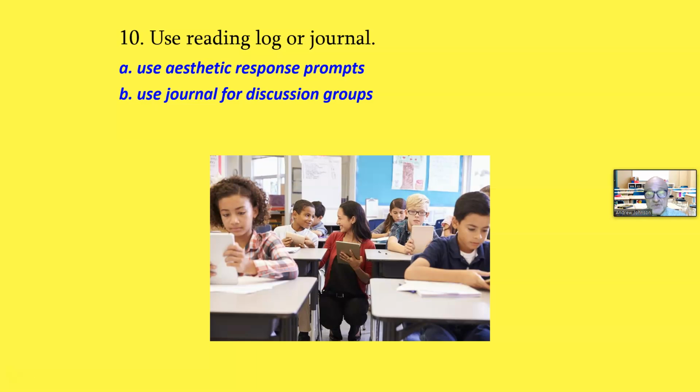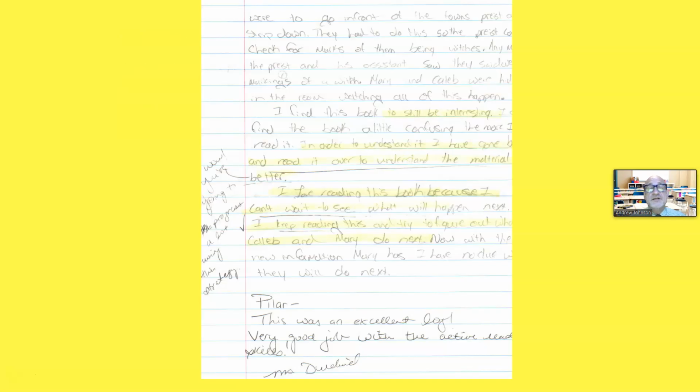They're responding to the story, or as a journal for class discussion. What interesting and important things did you discover? Discussion groups. Class discussion can occur in a group or in large group.